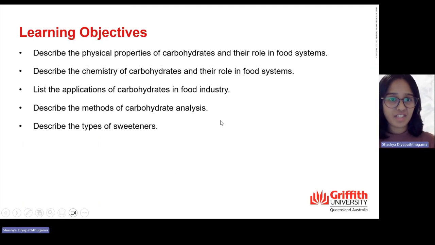These are the learning objectives. At the end of this lecture, students should be able to describe the physical properties of carbohydrates and their role in food systems, describe the chemistry of carbohydrates and their role in food systems, list the applications of carbohydrates in food industry, describe the methods of carbohydrate analysis, and describe the types of sweetness.